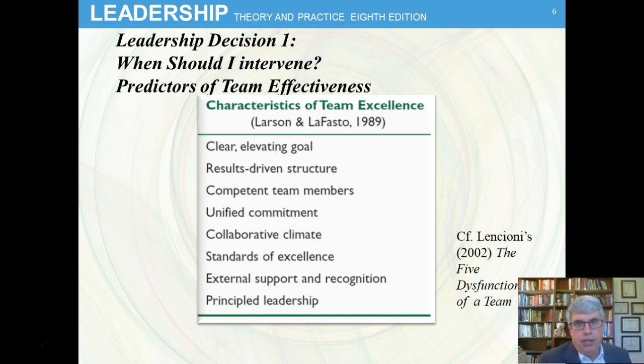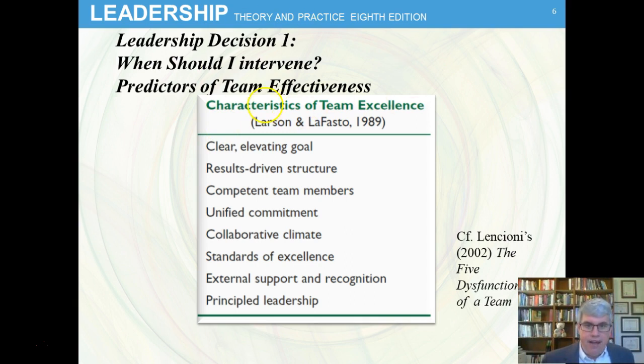Now, this is an extremely complex question, and we're just going to focus on Larson and LaFasto's characteristics of team excellence to figure out when I should intervene. Larson and LaFasto have done studies on what makes an effective team. So we can say that it's appropriate to intervene when we don't have one of the characteristics of team excellence, or several of the characteristics are missing. So basically, if any of these things are missing, that means an intervention is appropriate.